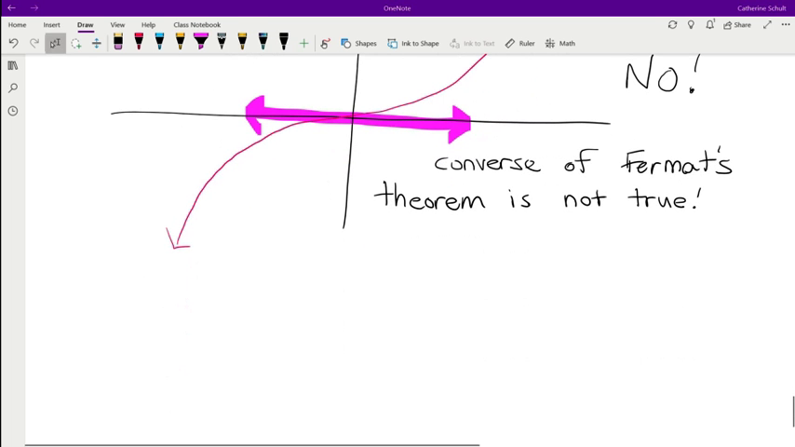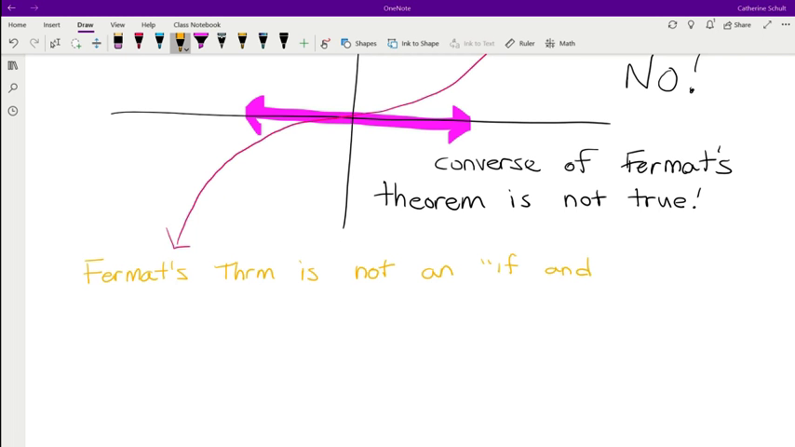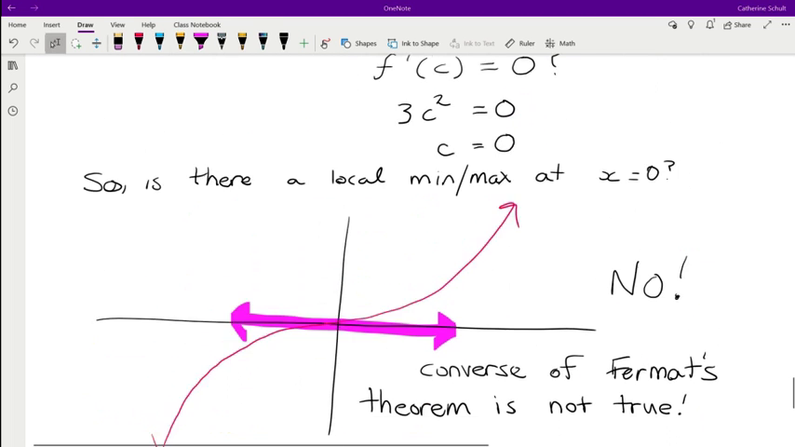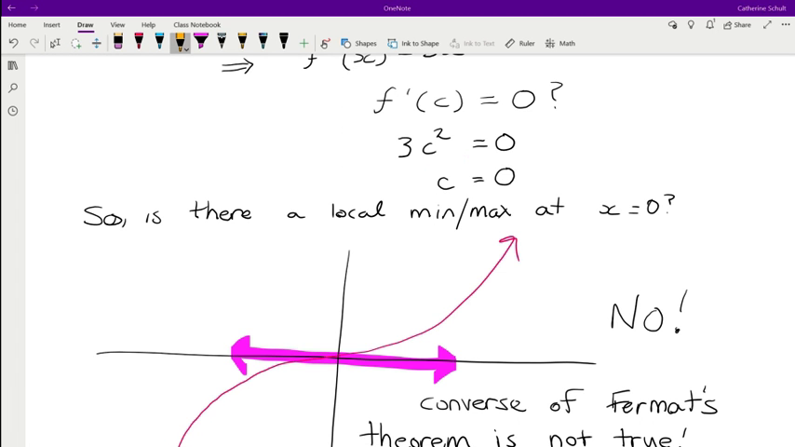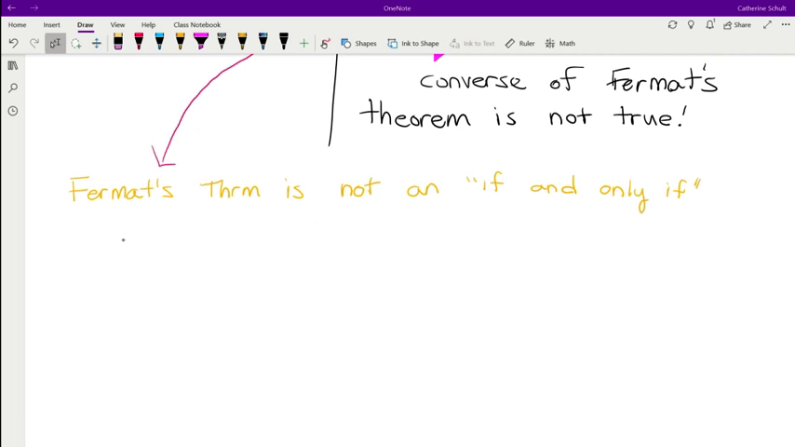Okay, the only time we can go backwards is in an if and only if statement. So let me write that out, because that's important to know, especially as we're getting higher up in the math world. Fermat's theorem is not an if and only if statement. If and only if means you can go frontwards and backwards. But since there's only one if in Fermat's theorem, it only goes one direction. Okay, but this c is important because it does make the derivative 0. So what we called c in our example, c equals 0, is called a critical number. And we're going to define that right now.